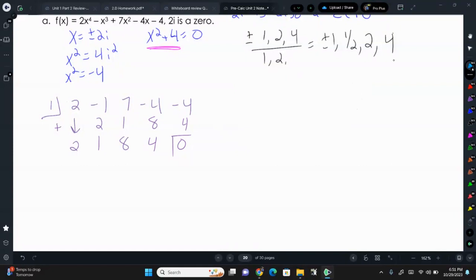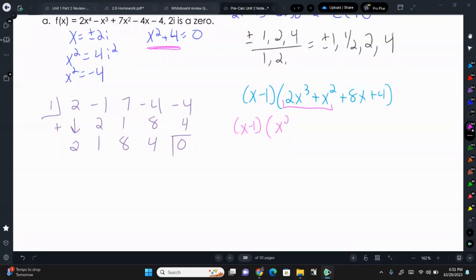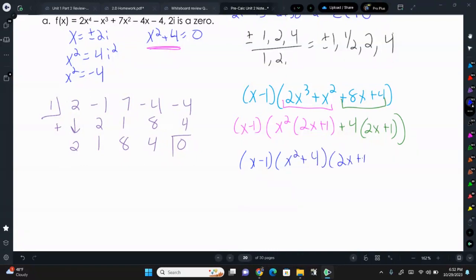All right, so then we have x minus 1 as a factor, and then we have 2x to the third plus x squared plus 8x plus 4. And then we can factor by grouping. We can't factor out a 2x, so we're going to factor out just an x squared, and we're left with 2x plus 1. And then here we can factor out just a 4. So then we're left with 2x plus 1 there as well. So then we have x minus 1 times x squared plus 4 times 2x plus 1.